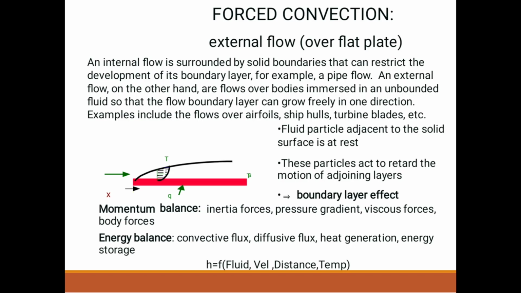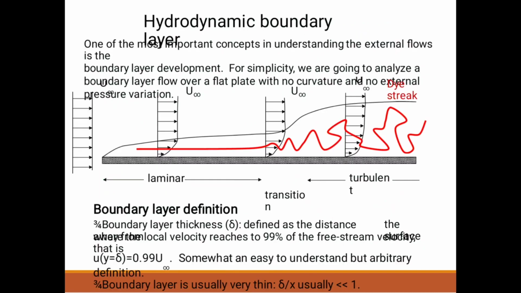Forced convection. An internal flow is surrounded by solid boundaries that can resist the development of the boundary layer, for example a pipe flow. External flows, on the other hand, are flows over bodies immersed in an unbounded fluid so that the flow boundary layer can grow freely in one direction. The momentum balance includes the inertia force, the pressure gradient, viscous forces and body forces. The energy balance includes the convective flux, diffusive flux, heat generation and energy storage.